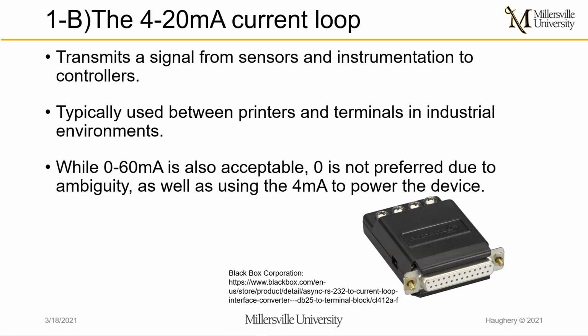The 4 to 20 milliamp current loop transmits a signal from sensors and instrumentation to controllers. Typically, this is seen as printers and terminals in the industrial environment. While 0 to 60 milliamps is also an acceptable range, 0 is not preferred due to the ambiguity of an open circuit, as well as being able to use the 4 milliamps to power the device.